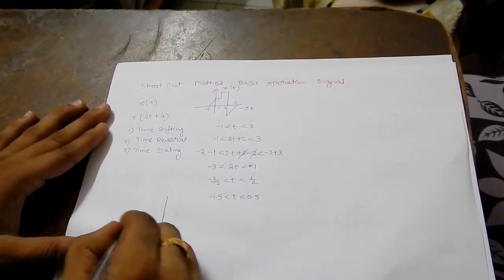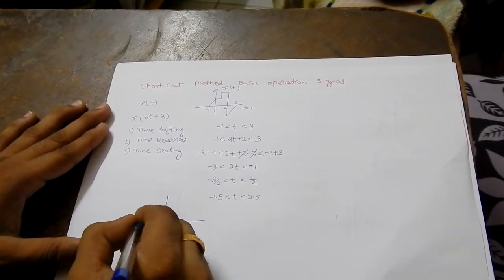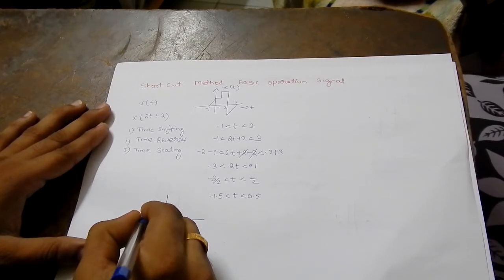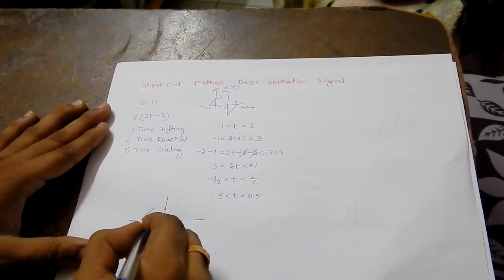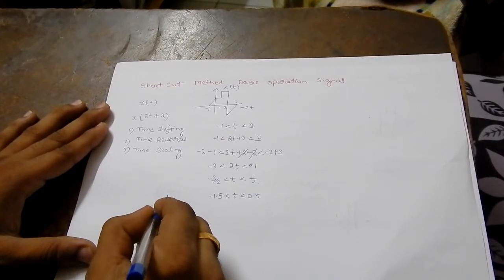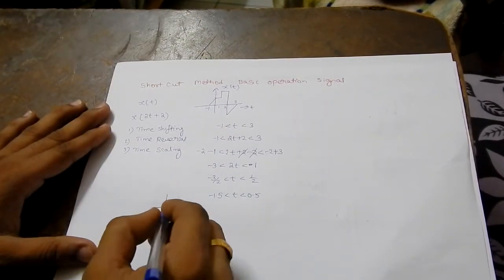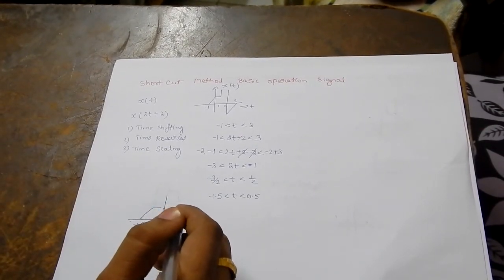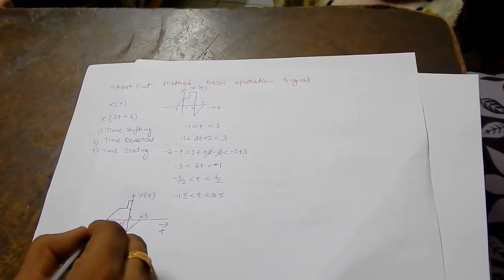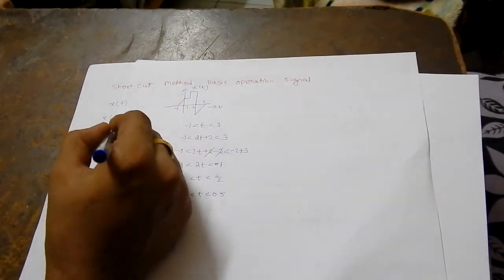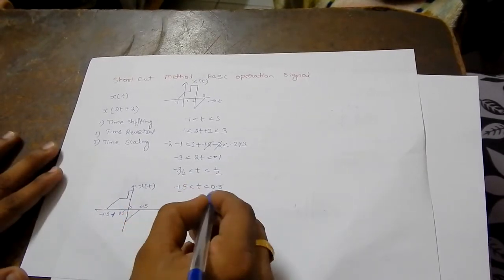So now I am drawing the signal simply. This is minus 1.5, this is minus 1. See here, this is minus 1.5 to 0.5. There is no reversal in this particular signal. The signal is simply replaced by this. So by seeing this, these are the limits.